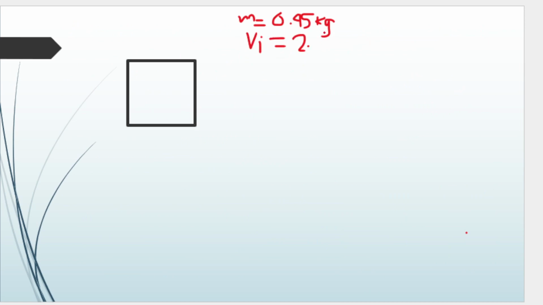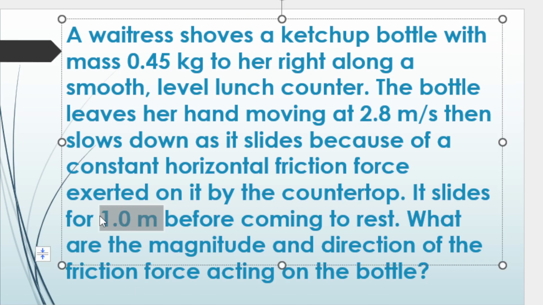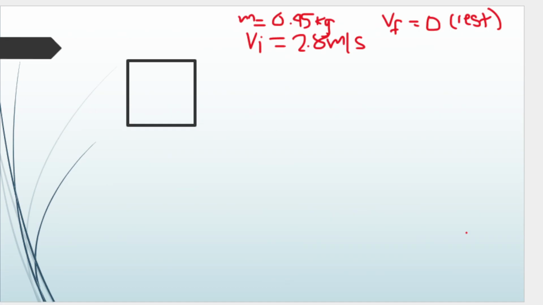So 2.8, and our hidden given, which is the final velocity, is 0, because it comes to rest. Okay, so what we need to find here, given that it slides for 10 meters before coming to rest, is that since it is in meters, it is your distance or your displacement.